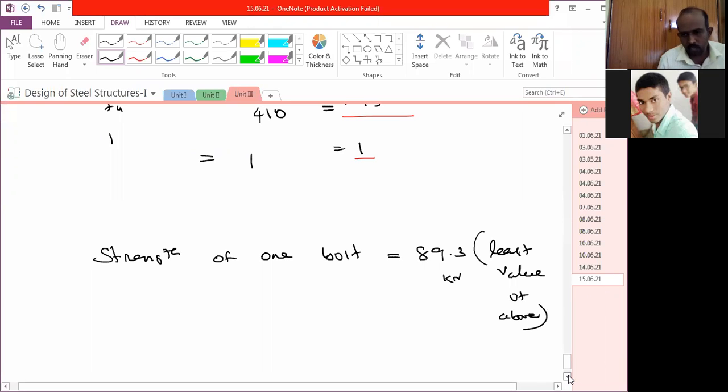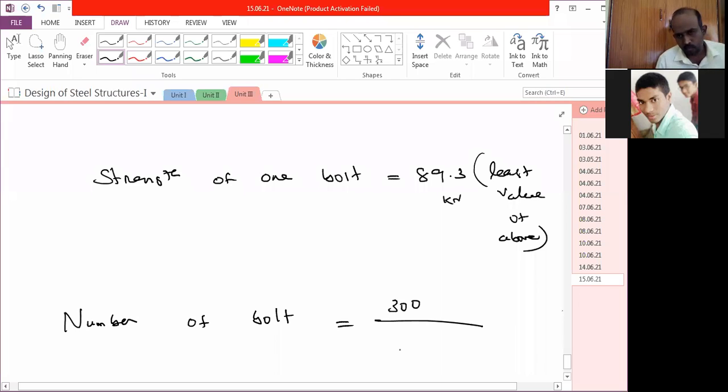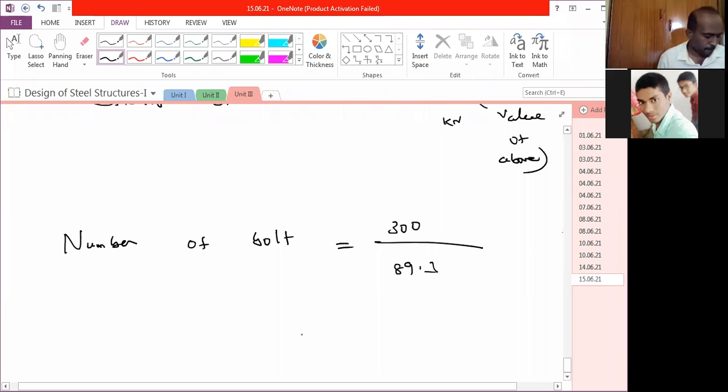Now number of bolts need to be calculated. Number of bolts is equal to total load divided by strength of one bolt, 89.3. You tell me what is the number of bolts required. Sir, 3.37 came. 3.37. Okay, approximately 4 number of bolts.